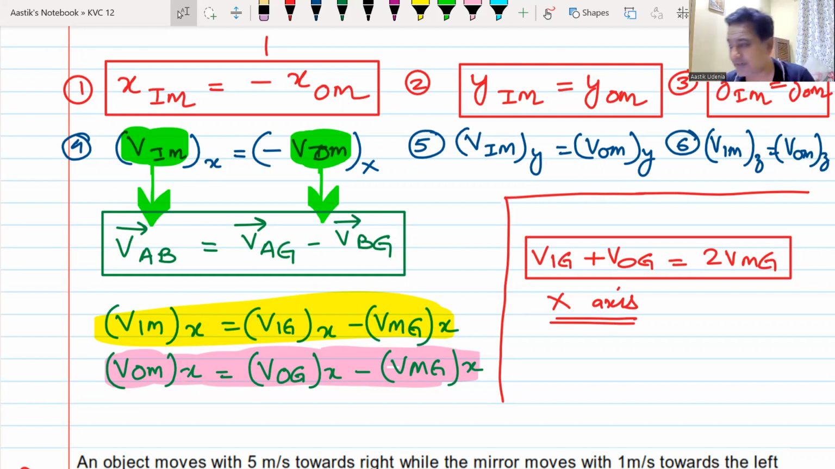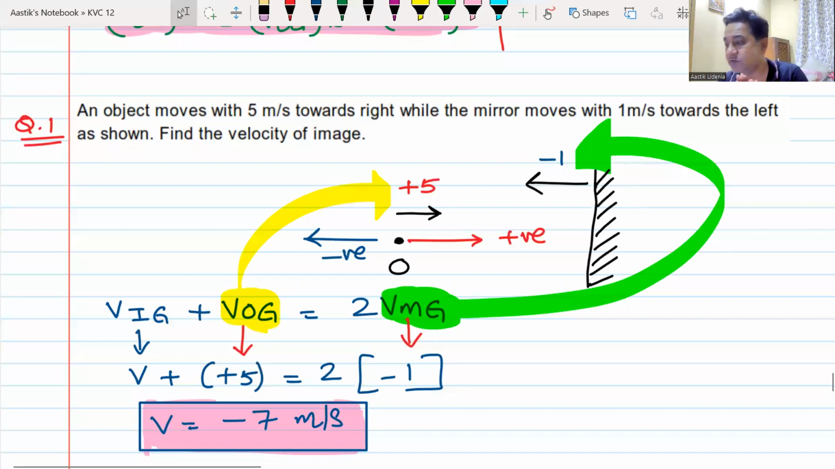I can't see your raised hands. That's a problem, but I hope you can speak and tell me. Yes, you remember that. And then we had solved a simple question, which was question number 1. We had solved it and we had found out the velocity of image in this particular case. Yes or no?